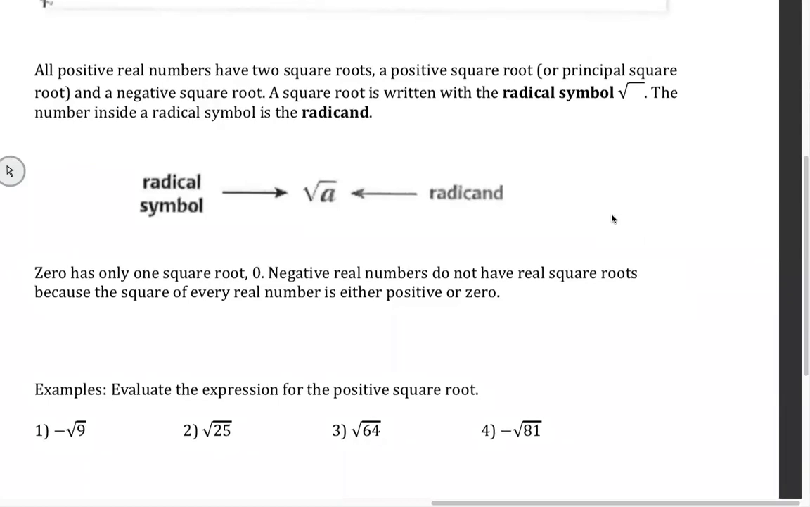So all of this is kind of like mumbo jumbo and jargon. Okay, so all positive real numbers have 2 square roots. Meaning, let's take 9 for example. 9 is 3 times 3. It could also be -3 times -3. So there's always 2 answers to a square root problem, okay?